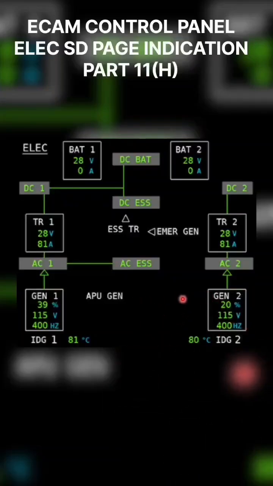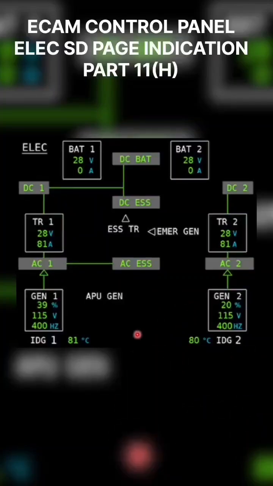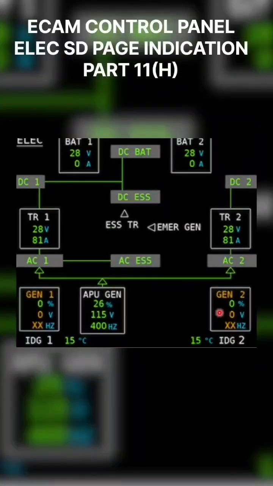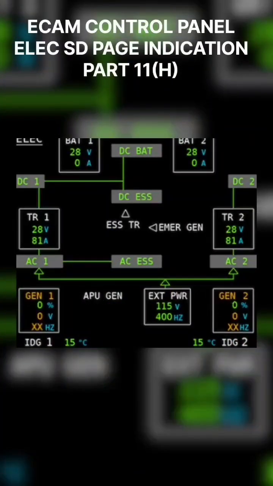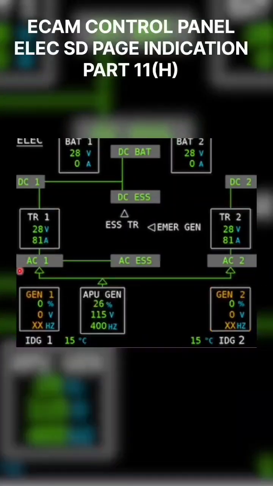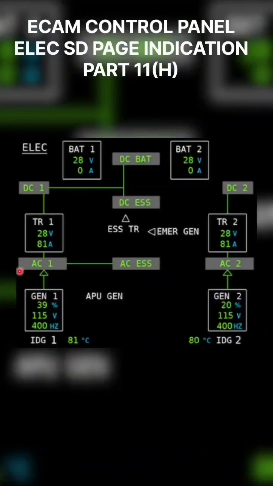If you are connecting external power, as I told you previously, when an aircraft arrives with an inoperative APU and we have connected external power, the external power indication will come, but it will not give supply until you switch off the engine. Suppose you switch off engine 2, then you will get supply to the engine 2 area, and if you switch off both engines, then the whole network is taken care of by the external power.